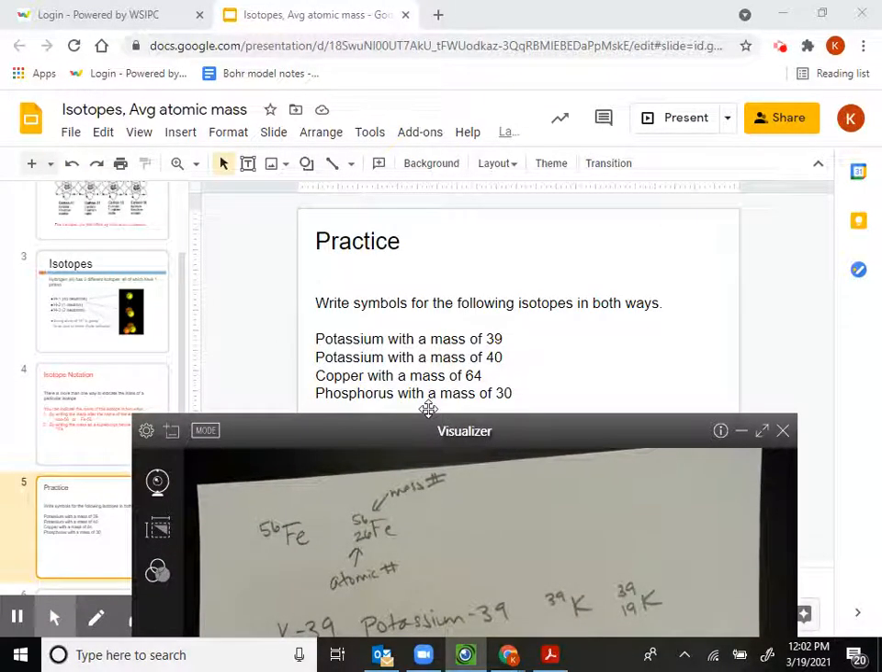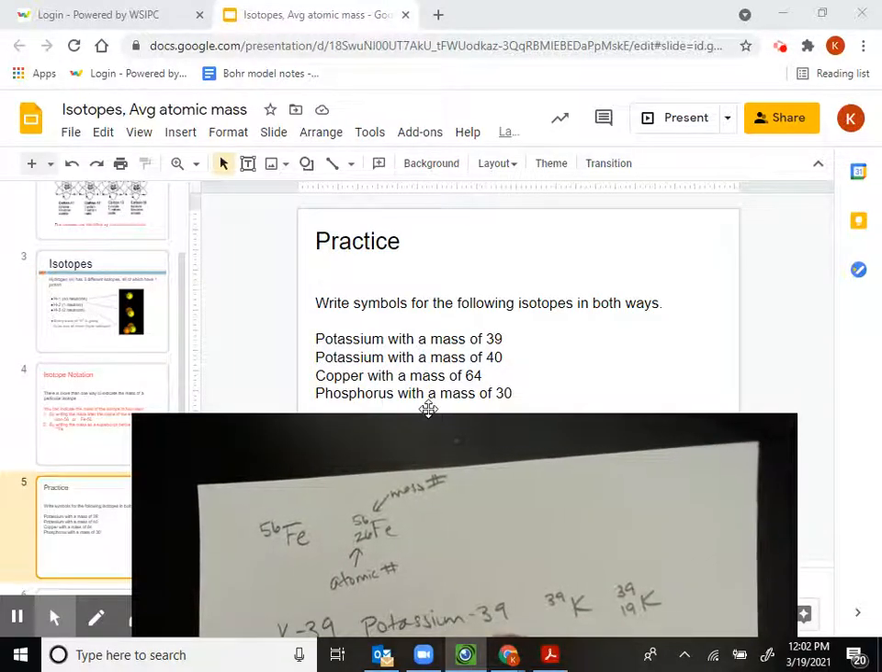Potassium 40 would be all the same things, except instead of writing 49 or 39, we write 40. Copper, we could do the symbol for copper 64. You can write the name copper 64. Again, you can do just the symbol, just the mass number, or we can look it up on the periodic table and we can include the atomic number of 29 as well.